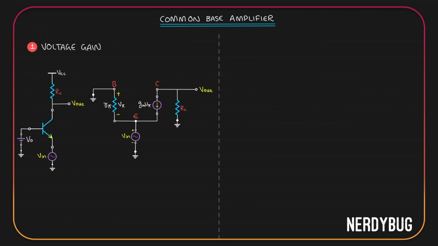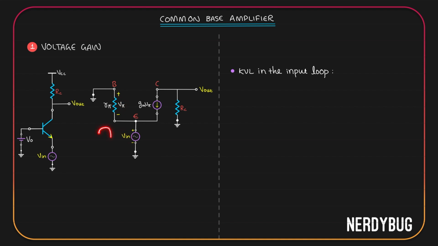Let us start by applying Kirchhoff's voltage law in the input loop. This is the input loop. I'll start from the ground. I have my R pi. There is the emitter. There is my input and I go back to the AC ground. There are two voltage drops. One is V pi, that is across R pi. The other is our input voltage V in.